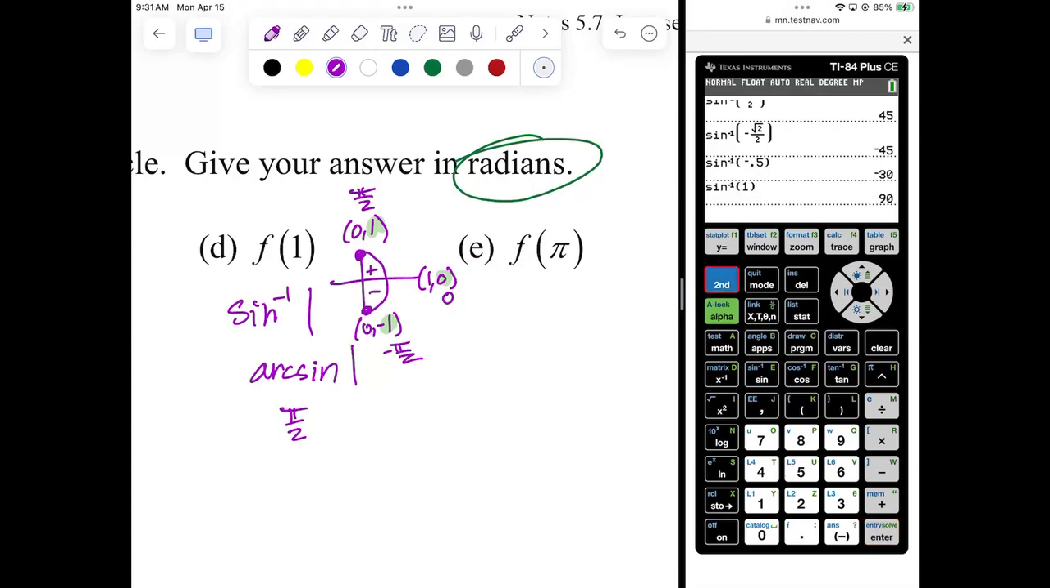Let's do negative 1. What should it give us? Second sine of negative 1 should give us what? Negative 90. It does. The calculator is programmed. Let's do 0. Second sine of 0 should give us what? 0. It does. It's programmed like y'all now, right?